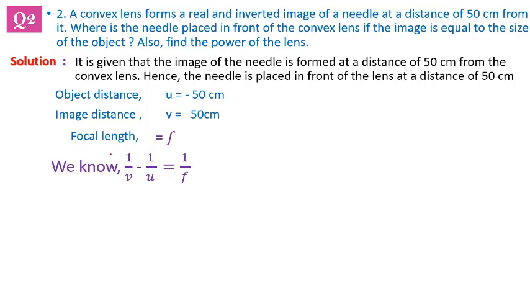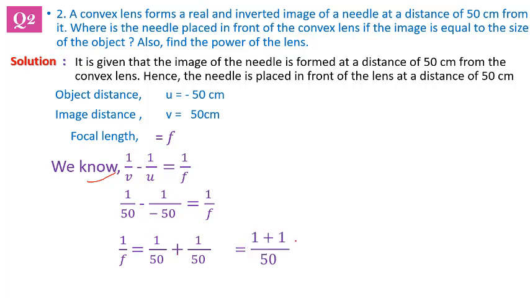Now by using the lens formula, we have 1 by v minus 1 by u equals 1 by f, which is nothing but 1 by 50 minus of minus 1 by 50 equals 1 by f. I have taken the 1 by f to the left side and this portion to the right hand side. Minus will be plus. So 1 plus 1, LCM of 50 and 50 is 50. 2 by 50, which is nothing but 1 by 25. Now what do you need?